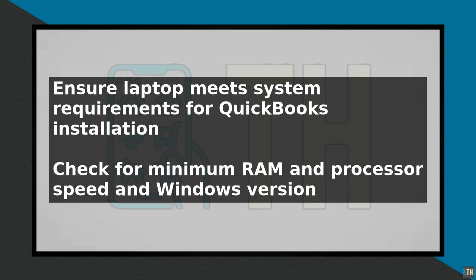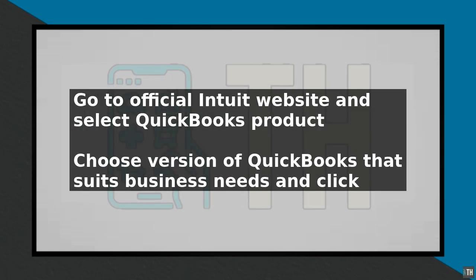Next, go to the official Intuit website and click on the QuickBooks product you want to download, such as QuickBooks Pro or QuickBooks Premier. Choose the version of QuickBooks that suits your business needs and click on the Buy Now or Free Trial button. If you have already purchased QuickBooks, sign in to your Intuit account using your user ID and password. If not, create a new account by providing the required information, including your name, email address, and password.